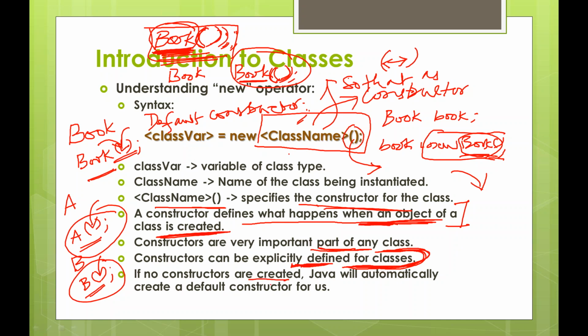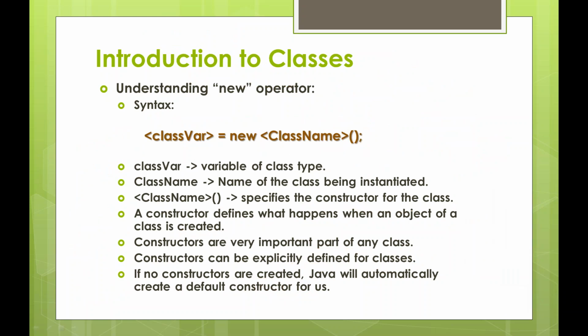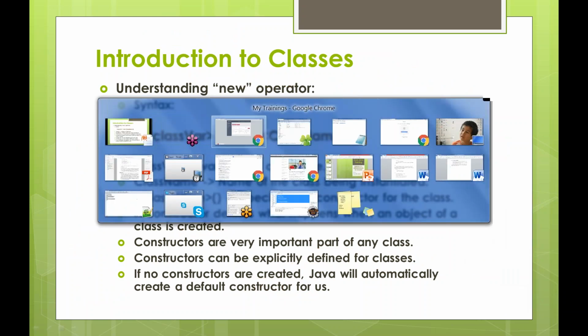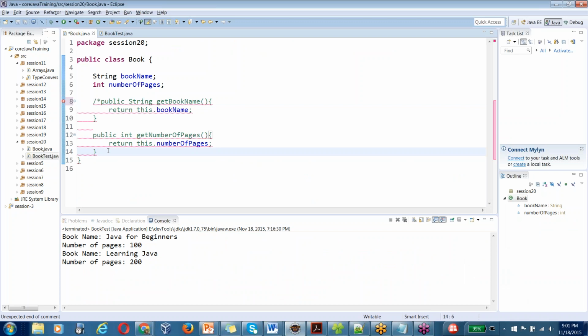If we have not created any constructor, Java creates one default constructor for us. A default constructor is nothing but a constructor without any parameters. Let us see those examples. Let us not concentrate on this part as of now.